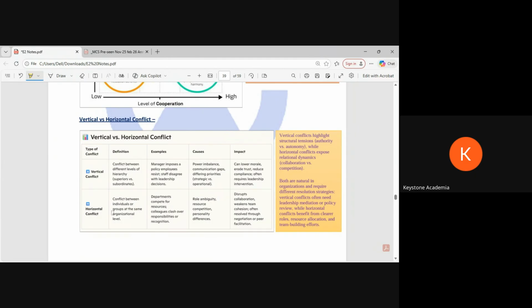We are discussing vertical and horizontal conflict. Horizontal is the same level. Example: departments compete for resources, colleagues clash over responsibilities or recognition. In vertical, managers impose a policy which employees resist. Staff disagree with a leadership decision. Again, the same models can be used, but in a different way.